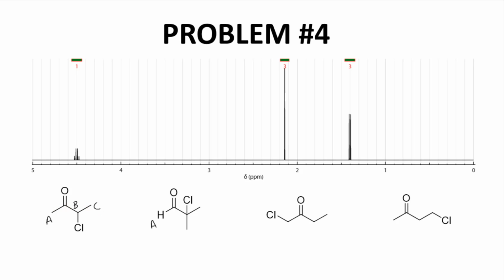Next compound, we have a methyl, and by symmetry, this other methyl would overlap. So these two methyl groups would have the same chemical shift and they'd overlap. They'd both be singlets.